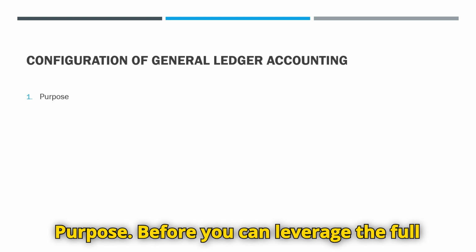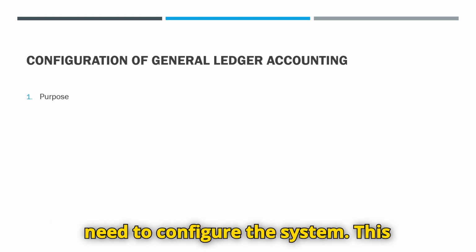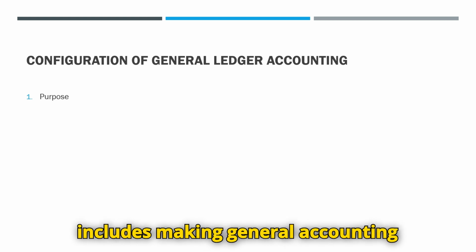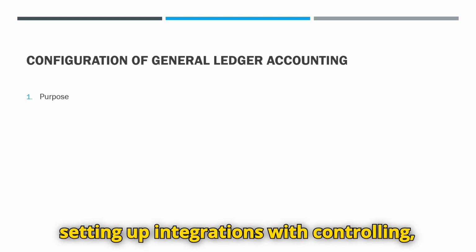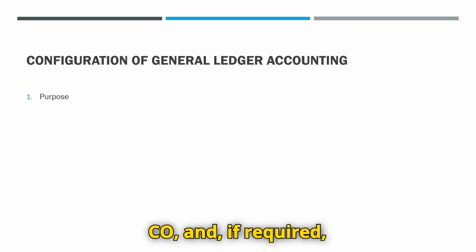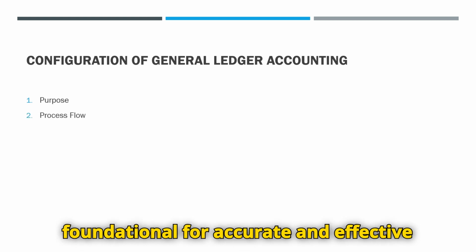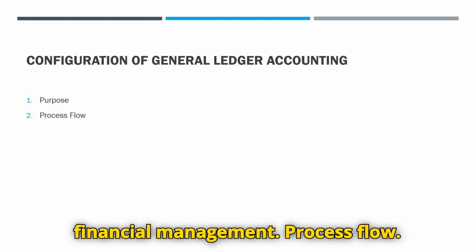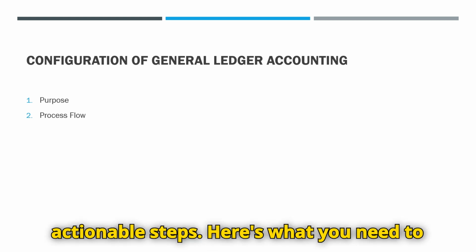Purpose. Before you can leverage the full power of General Ledger Accounting, you need to configure the system. This includes making general accounting settings, configuring ledgers, and setting up integrations with controlling, CO, and, if required, parallel accounting. These steps are foundational for accurate and effective financial management. Process flow. Let's break down the process flow into actionable steps. Here's what you need to do.